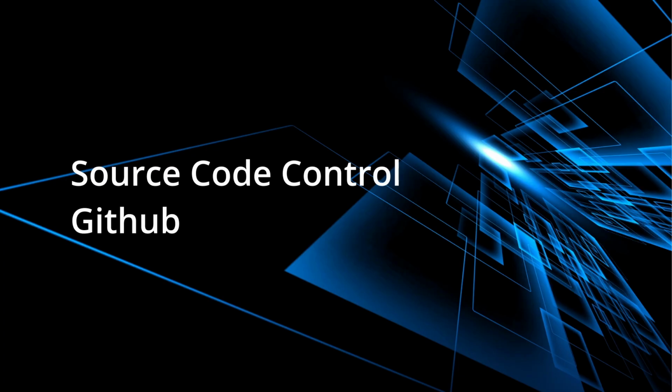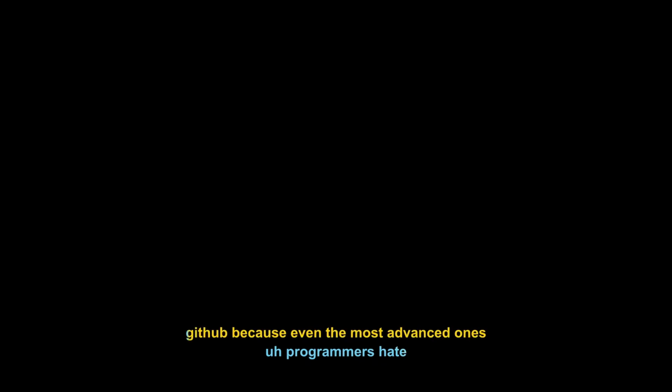Okay, now I'm going to talk about GitHub. Programmers hate GitHub because even the most advanced ones don't always understand it. But every company, every large company, every computer project uses this because it lets multiple people work on the same code at the same time. You'll see that TikTok, Facebook, OpenAI, Microsoft, everyone uses GitHub.